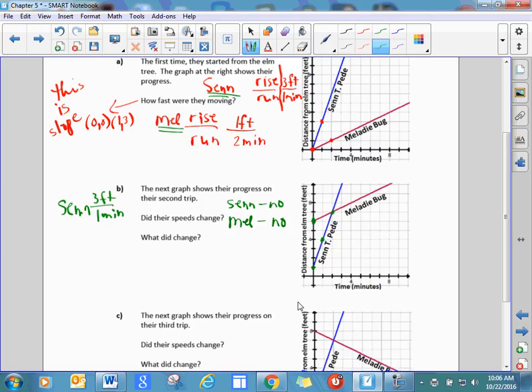What did change, just in looking at the graph? Well, the slope didn't change, but where they're starting, where they are now, changed. So the distance from the tree has changed. So this is like a time-lapse thing, and they both ambled on, and they are now this distance from the tree. And now it looks like Centipede is closer to the tree for some reason. We don't know why.